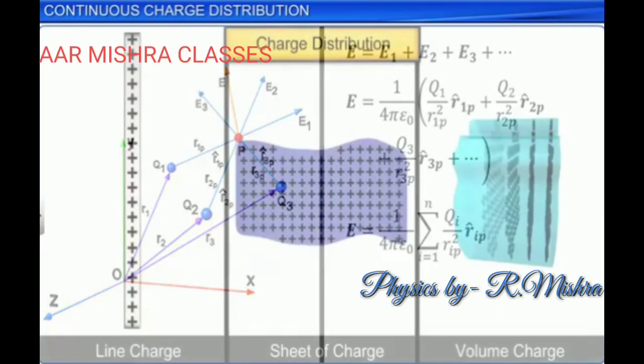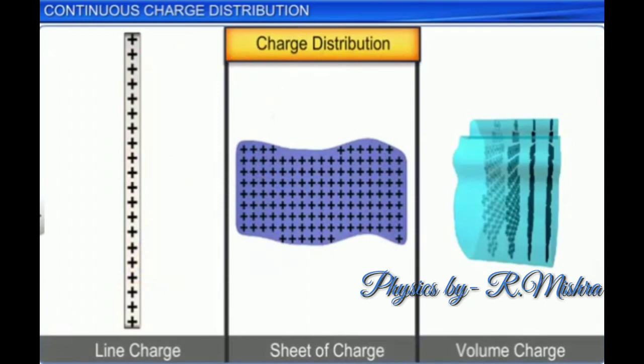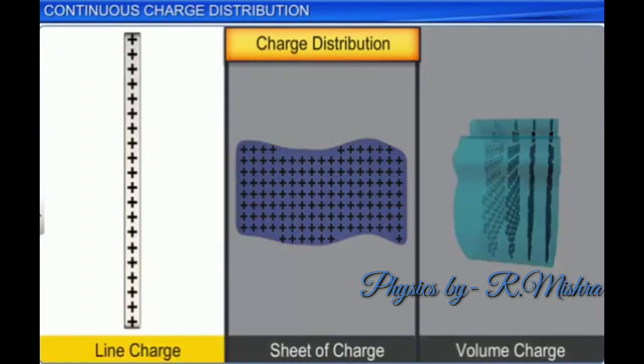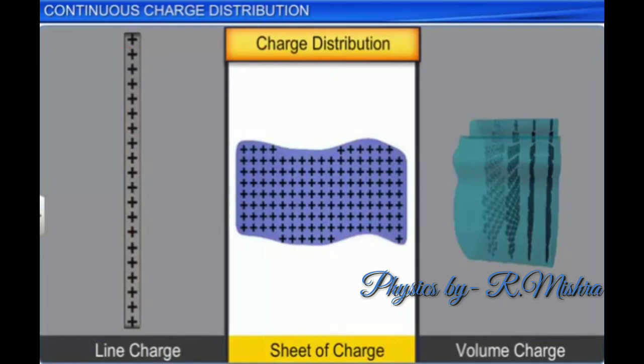In many practical situations, electric fields are produced by continuous charge distribution on the surfaces of the bodies of finite size and not due to the charge distribution discussed earlier. A few examples of some practical situations are a line charge distribution, a sheet of charge, or a volume charge distribution.